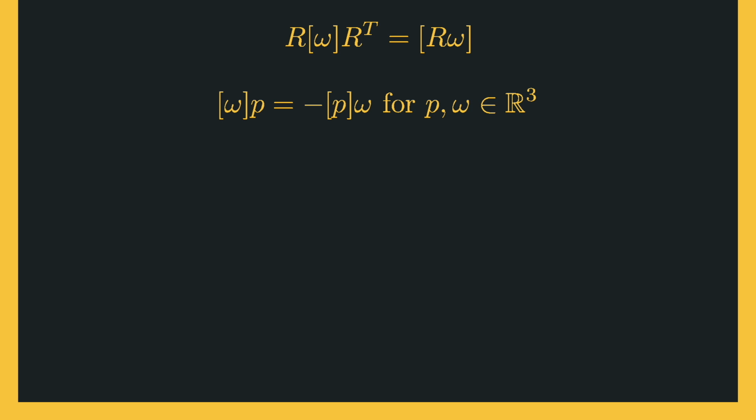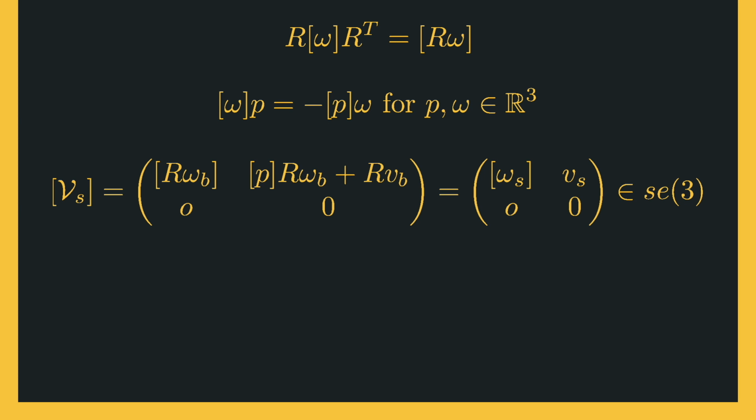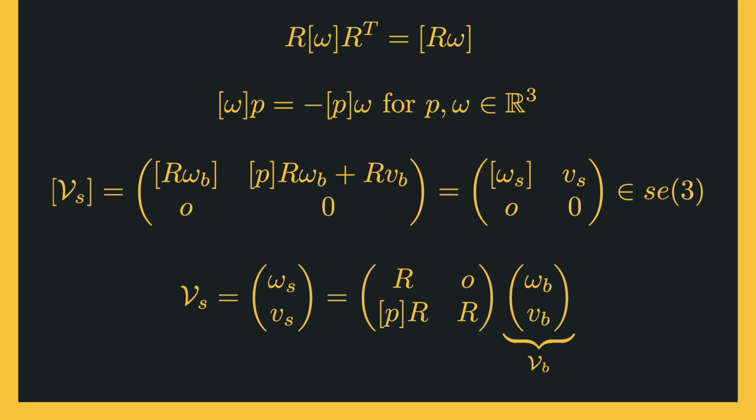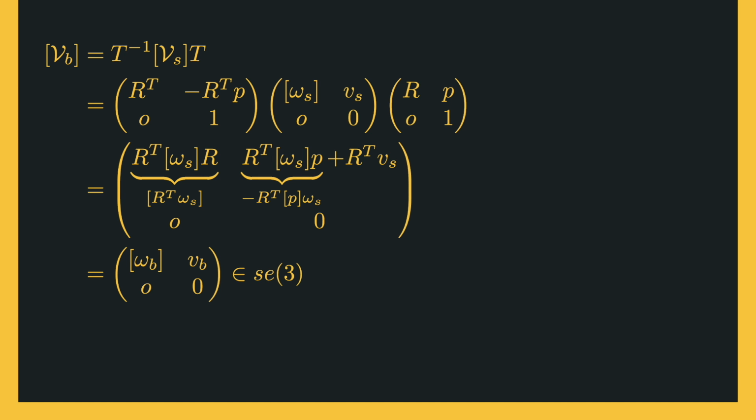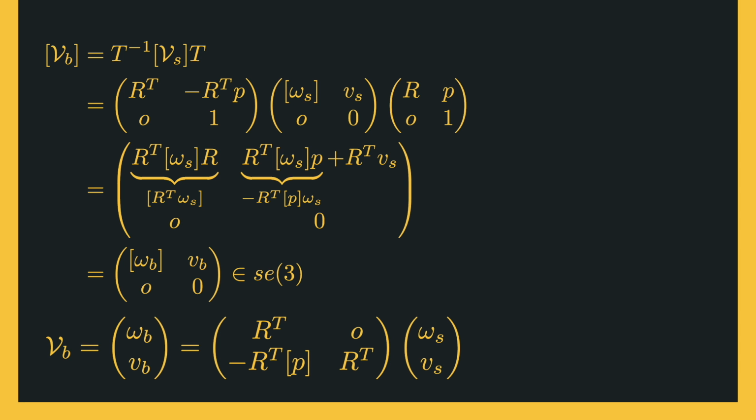Inserting these into the matrix form of the spatial twist, we get this relationship for the matrix representation of the spatial twist. Therefore, we can write the relationship between the spatial twist and the body twist as this formula. This relationship is beneficial when changing the frame of reference for twists and wrenches that we'll study in the next lesson. Similarly, we can find the similar relationship for the body twist in terms of the spatial twist as this equation. Therefore, the relationship between the body twist and the spatial twist can be calculated with this equation.